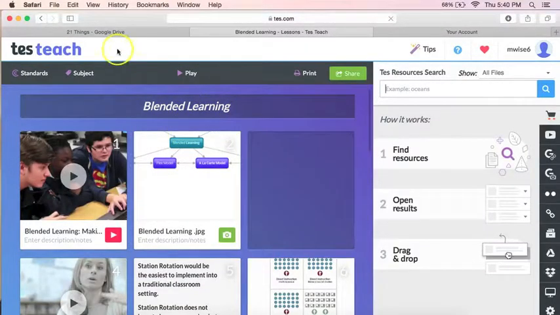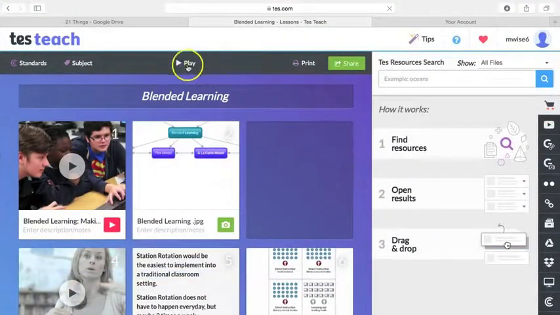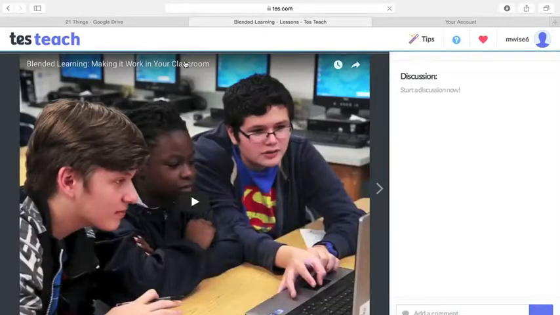So I'm going to go ahead here and play a video. First video here is just about what blended learning is, and then we'll go into the actual models that blended learning has. So I hit play. Again, this is using Blended Space.